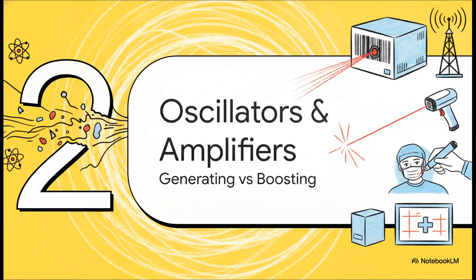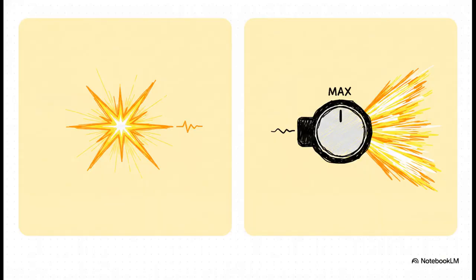Moving on to Section 2, Oscillators versus Amplifiers. So, the crucial point here is understanding the distinct difference between these two roles. An oscillator is essentially the spark. It's the device that generates the initial laser light right from scratch, sometimes with a tiny input signal, sometimes with absolutely none at all. An amplifier, on the other hand, is the volume knob. It does not create the light, it just takes an existing laser beam and boosts its power, drastically increasing its intensity. Simply put, oscillators create while amplifiers elevate.